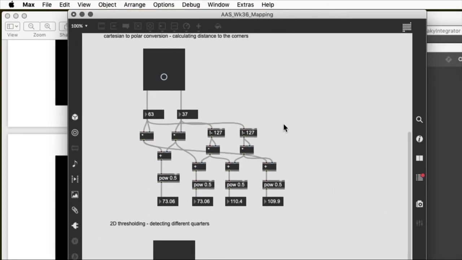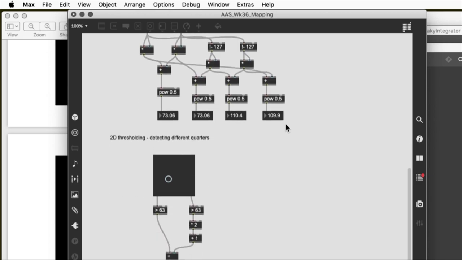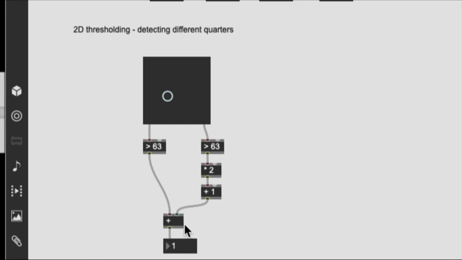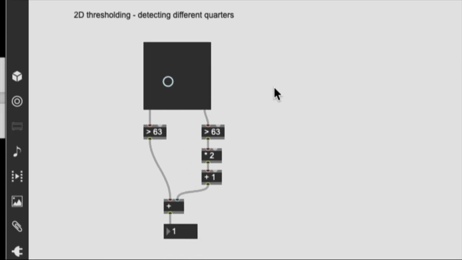I'm kind of taking a long time to do this, but these are fairly interesting, exciting things, I would think. What do I have here? I have two-dimensional thresholding. Okay, so we've looked at 1D thresholding, and in this case, what I have is a thresholding which works to detect my position in 4 different corners. And I've done this with this stupid kind of logic thing.